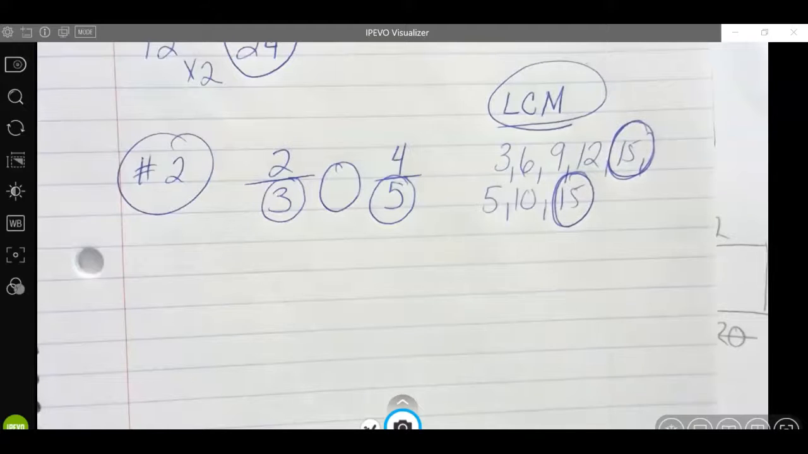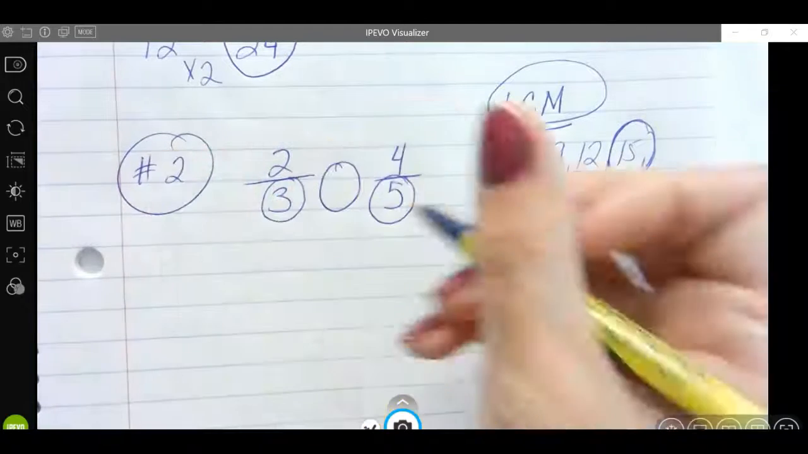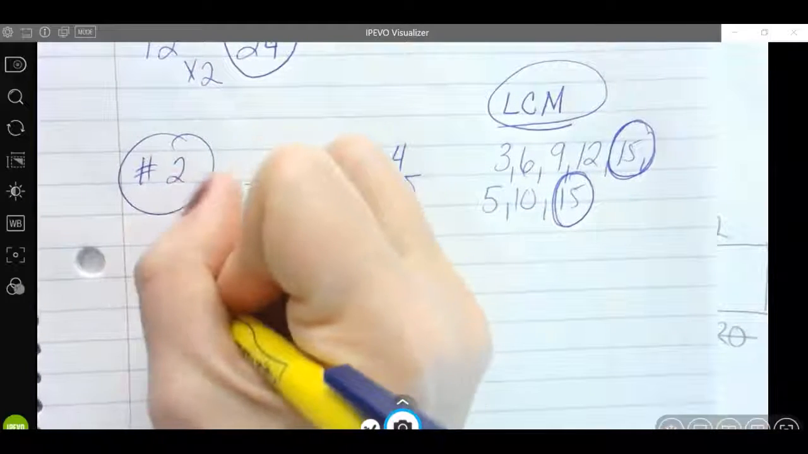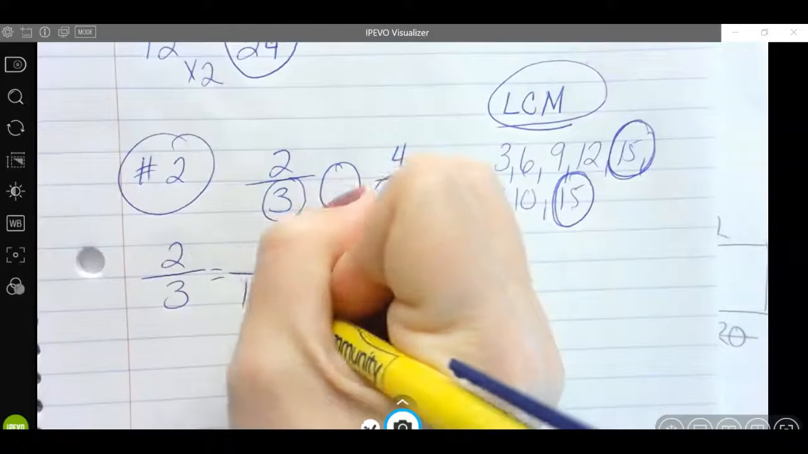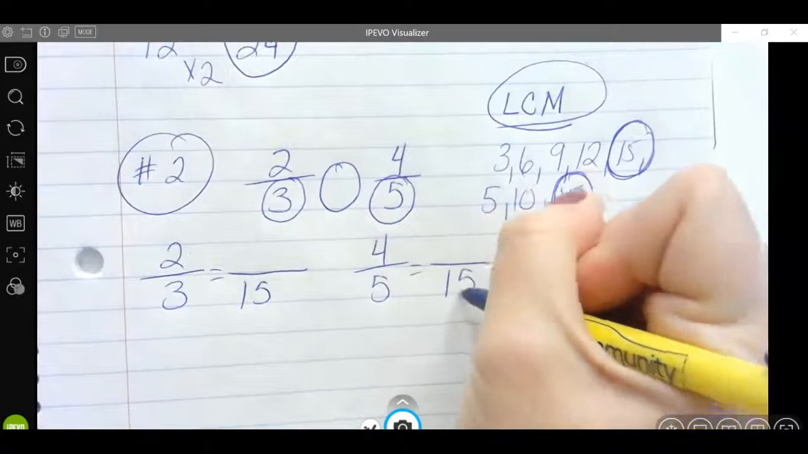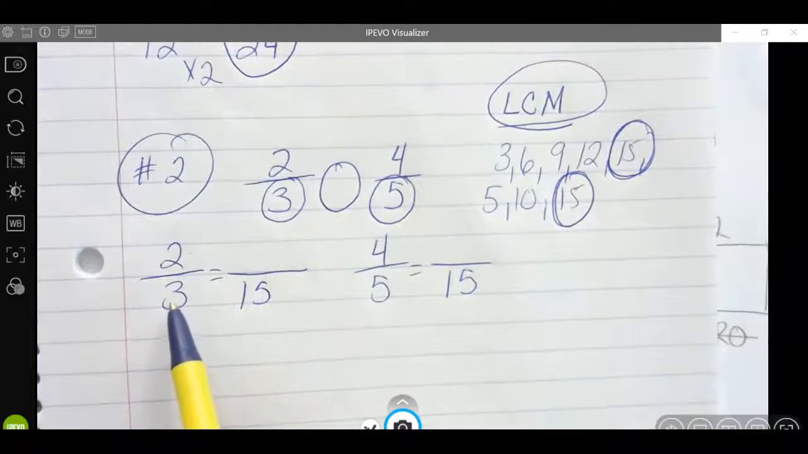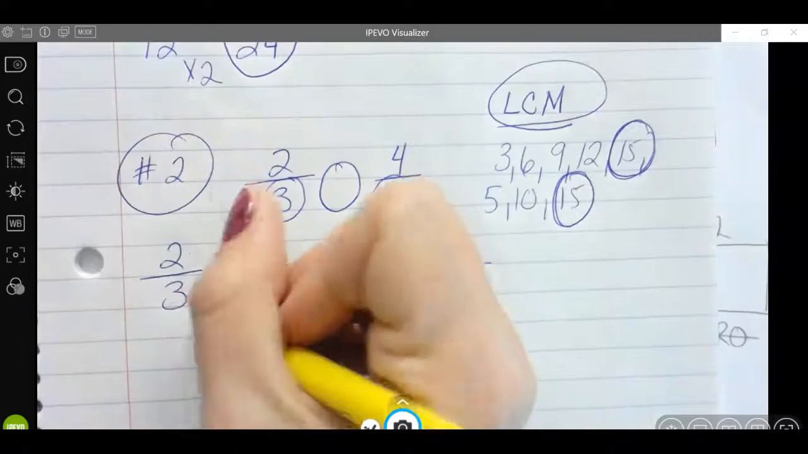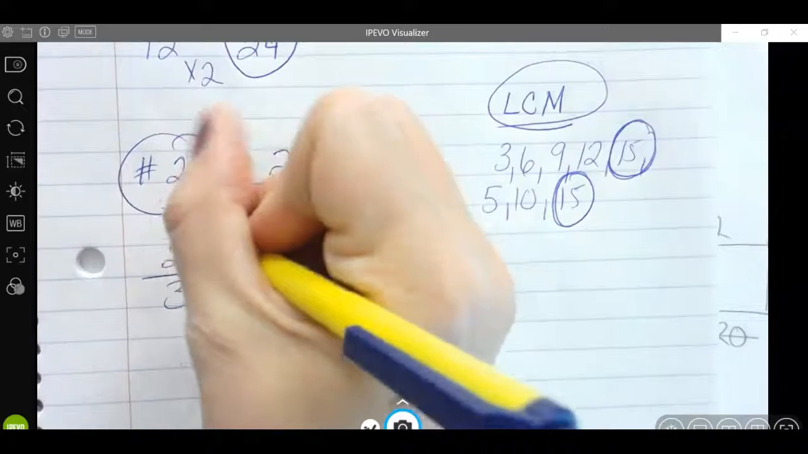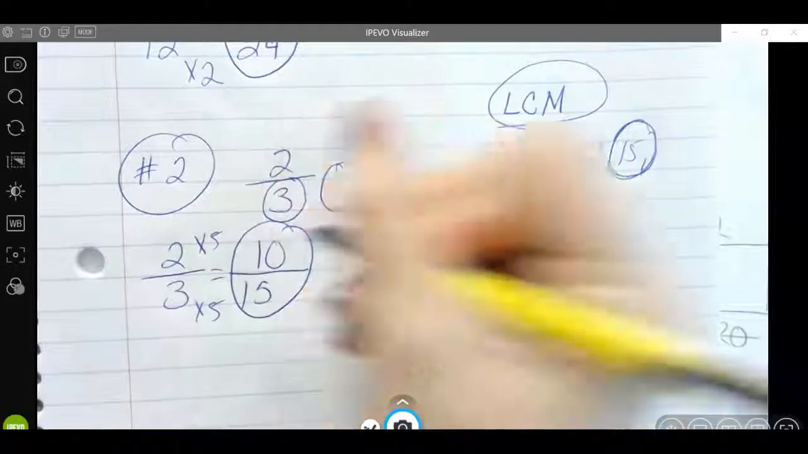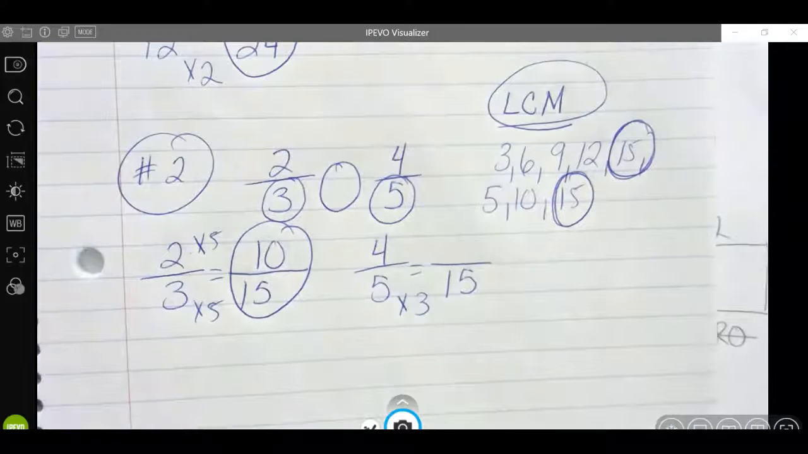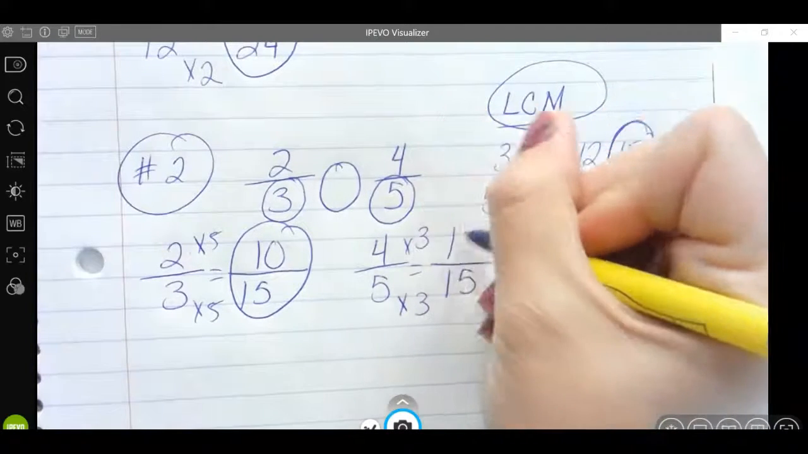LCM, least common multiple. So that means that we're going to change each of these to have a denominator of 15. So 2/3 has a common denominator of 15, and 4/5 has a common denominator of 15. So Colton said that we multiply 3 times 5 to get 15. Do you agree? Yes. So whatever we do to the bottom, we do to the top. So this makes it 10/15. Now Rylin said over here we multiply by 3 to get 15. Is that true? Yes. So then 4 times 3 is 12.